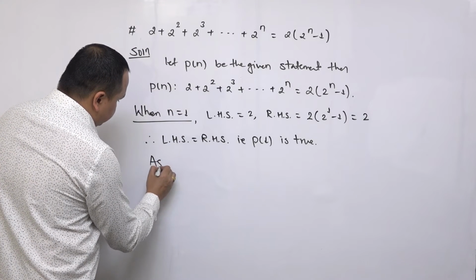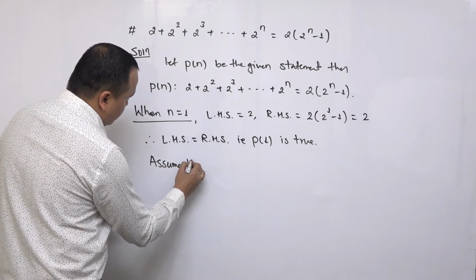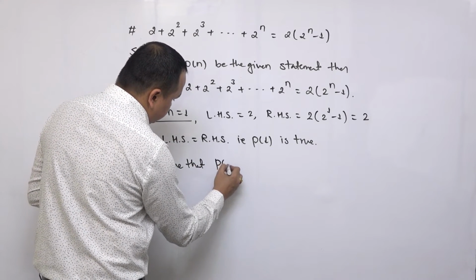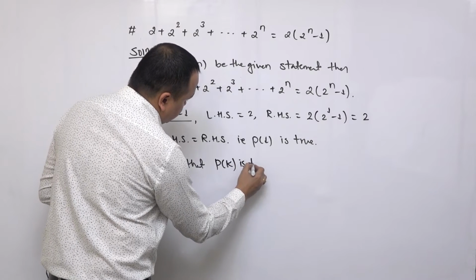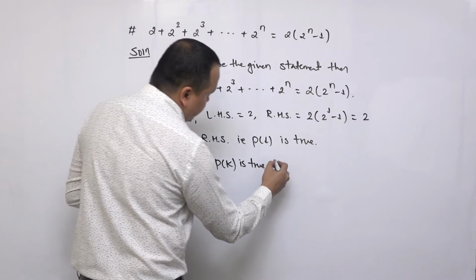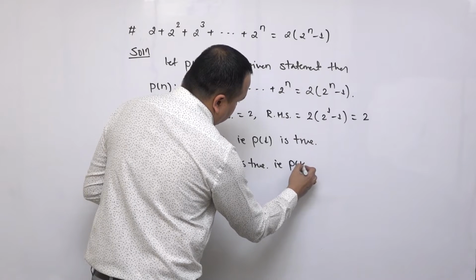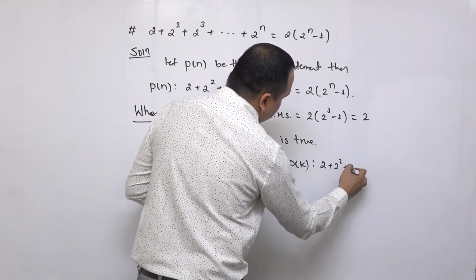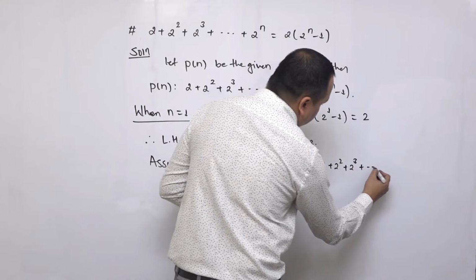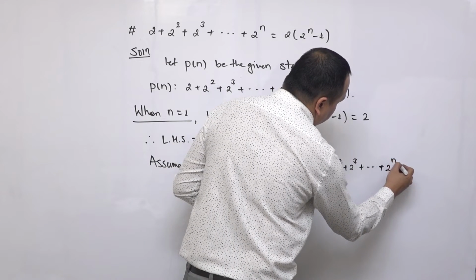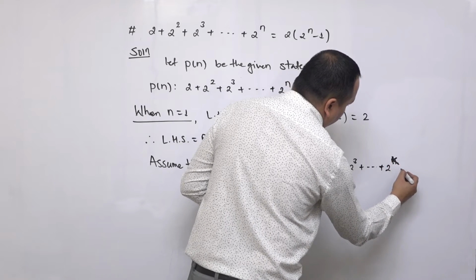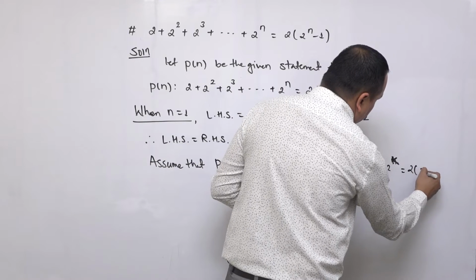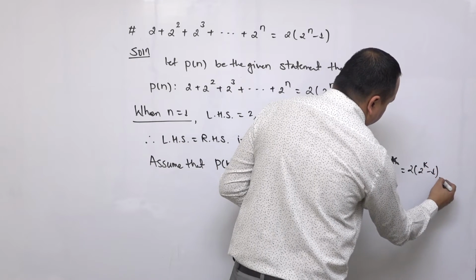Assume that Pk is true. That is, Pk such that 2 plus 2 square plus 2 cube plus ... plus 2 to the power k is equal to 2 into 2 to the power k minus 1. Equation I.